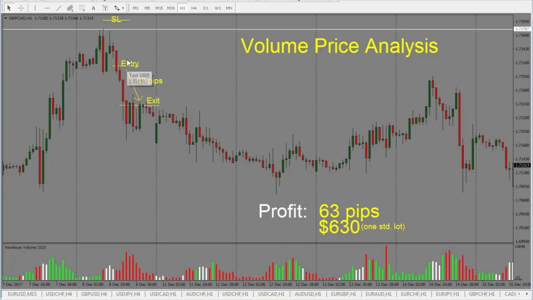So we enter the trade short, and our stop would go above this high here. So we want to give it some room for our trade to breathe. So we will put our stop right there. And as we can see, price starts to drop here.